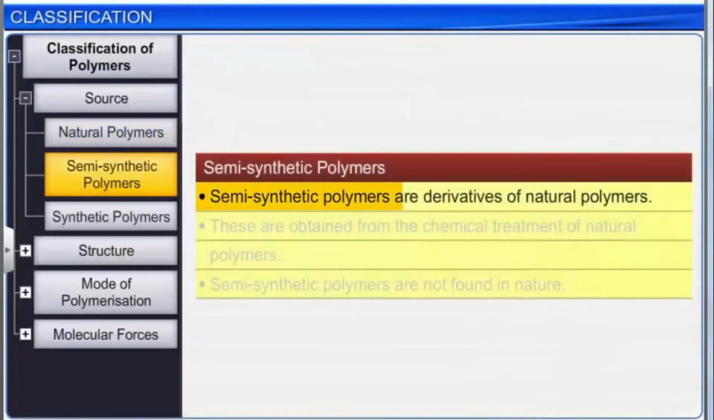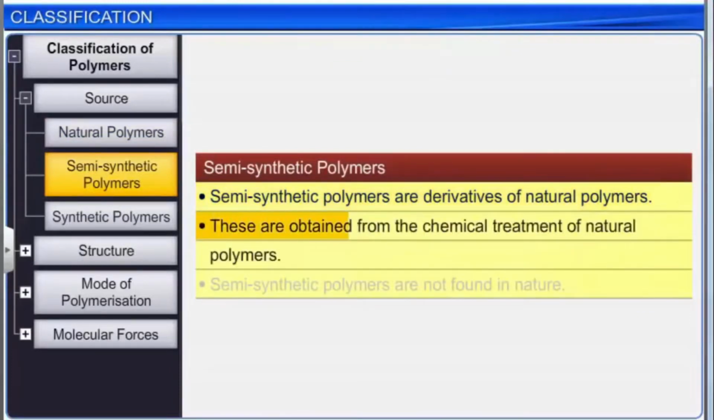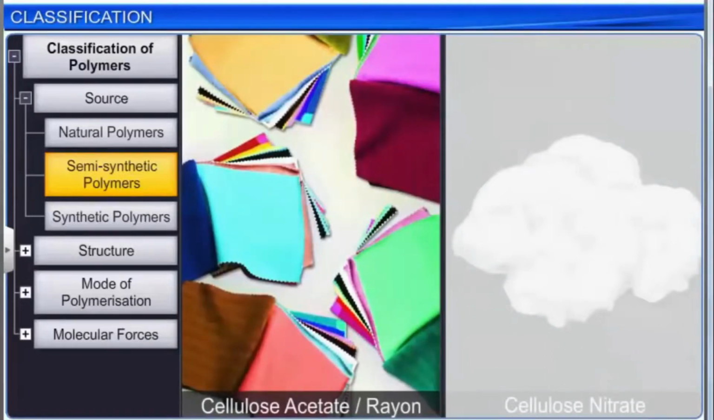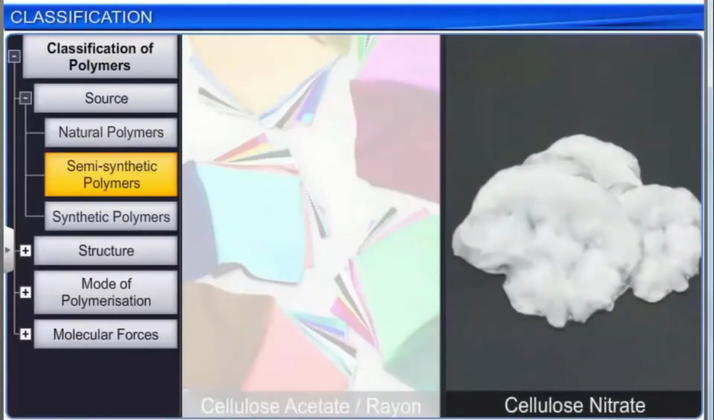Semi-synthetic polymers are derivatives of natural polymers. These are obtained from the chemical treatment of natural polymers. Semi-synthetic polymers are not found in nature. Examples are cellulose acetate or rayon and cellulose nitrate, which is highly inflammable.